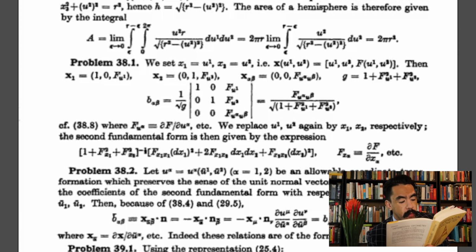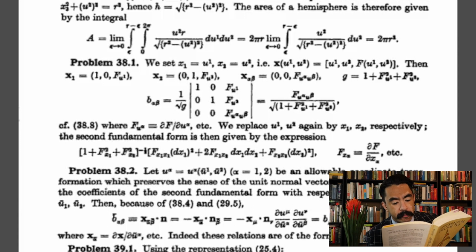Then the vector x1 equals (1, 0, F_u1), and x2 equals (0, 1, F_u2), and then the vector x_αβ equals in its first two entries 0, and in the third entry F with subscript u^α u^β. And then we have that g is equal to 1 plus the square of F_u1 plus the square of F_u2.